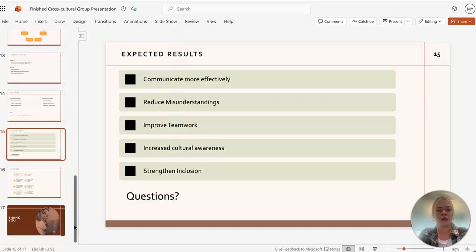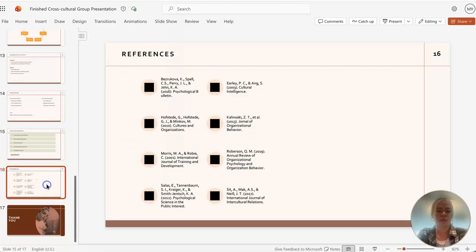As a result of this training, we expect employees to communicate more effectively, reduce misunderstandings, improve teamwork, increase cultural awareness, and strengthen inclusion throughout this organization. These outcomes benefit both employees and the organization by creating a more respectful, productive, and collaborative workplace.